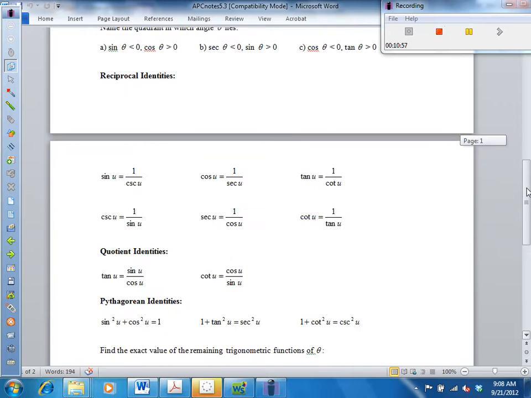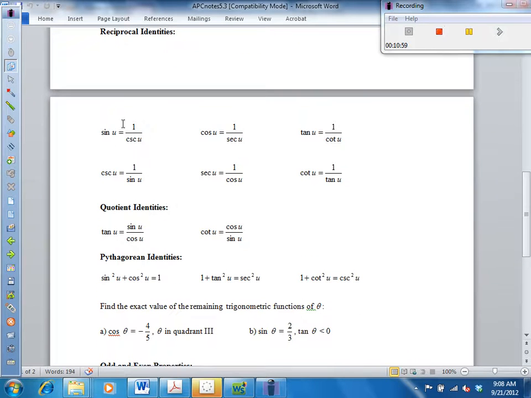Reciprocal identities. These things I already kind of told you too. These are called the reciprocal identities. Do you think Sam can tell me what the reciprocal of sine is?